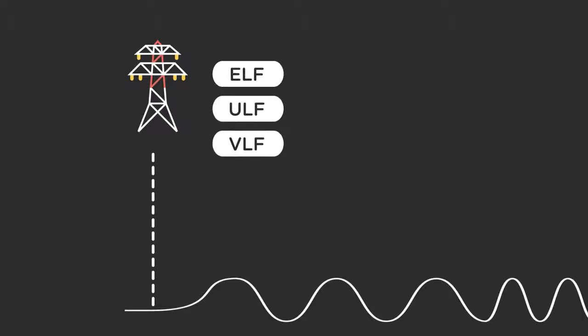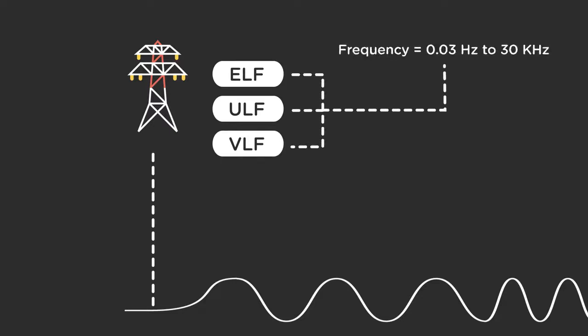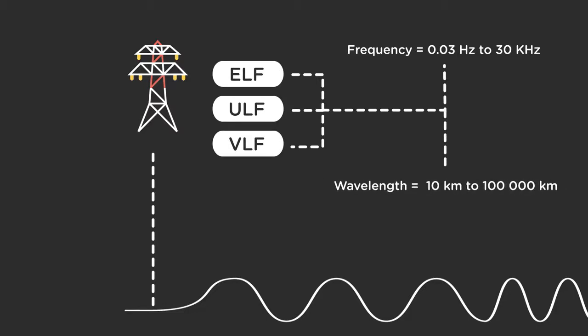ELF, ULF, and VLF radiations have frequencies ranging from 0.03 Hz to 30 kilohertz. They also have wavelengths between 10 and 100,000 kilometers. Given their incredible lengths, they interact only with very large structures, such as mountains or even planets.